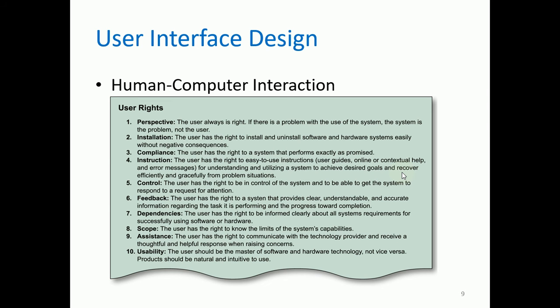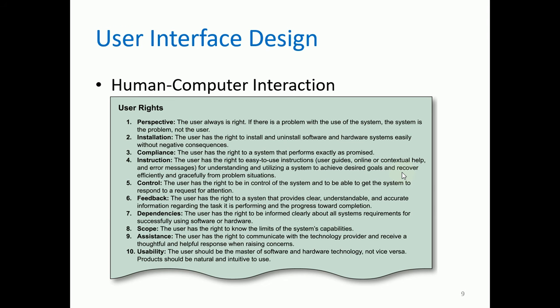And then number seven is dependencies. The user has the right to be informed clearly about all system requirements for successfully using software or hardware. So that's why for number seven, for software, we have the hardware specifications, or rather, software specifications, at least the minimum, so that you will know this software only runs on this type of platform. So it should be clearly stated. It should not make the user be confused. For example, you said it is compatible with Mac OS systems, and then when you install it, it's not working. So you should be clear about the requirements of the information system.